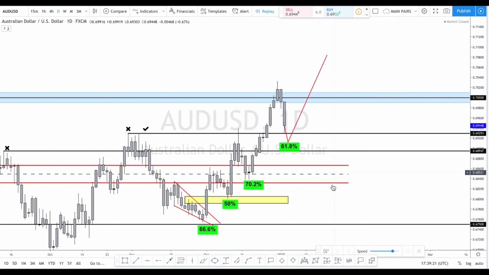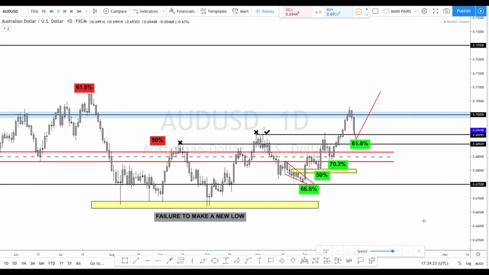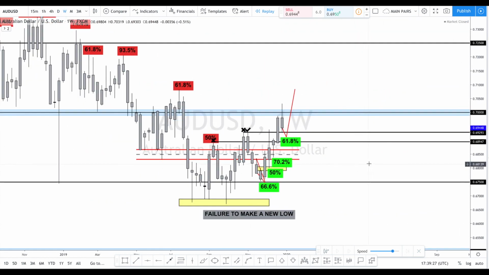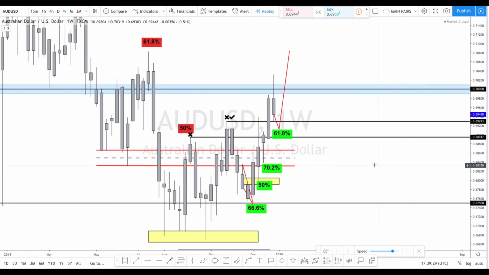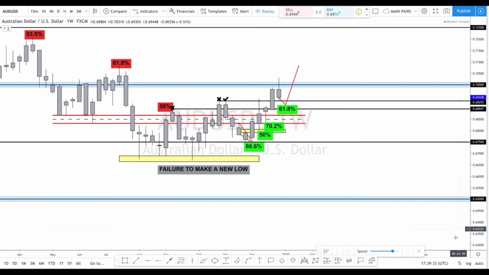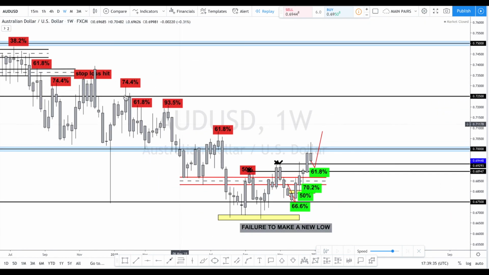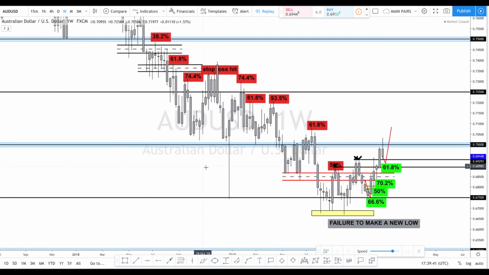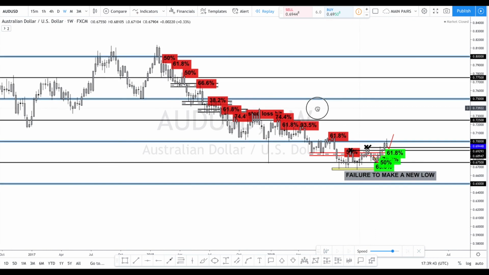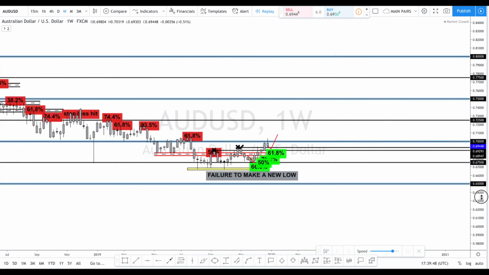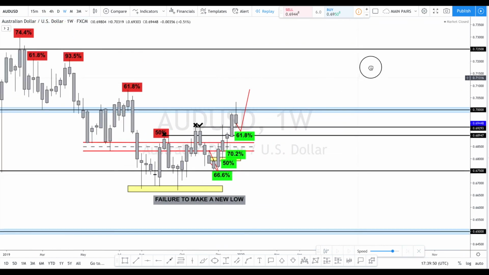And then as we zoom back out into our weekly, you can see now structure has changed. Structure shifted right here. So we've gone from selling risk, so risk averse, we were selling Aussie dollar and buying the dollar. So that's risk off. To now we look like we're going risk on. So now we look like we're definitely going risk on.